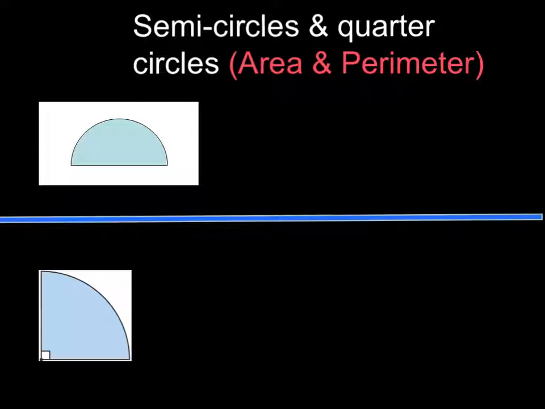In finding the area and perimeter of semicircles and quarter circles, we need to work with our formulas from the area and perimeter of a regular circle. So let's focus first on a semicircle, meaning half a circle. The formula for area is pi r squared. Because this is a semicircle, or half a circle, our formula for area is going to be pi r squared, and then we're just going to need to halve it.